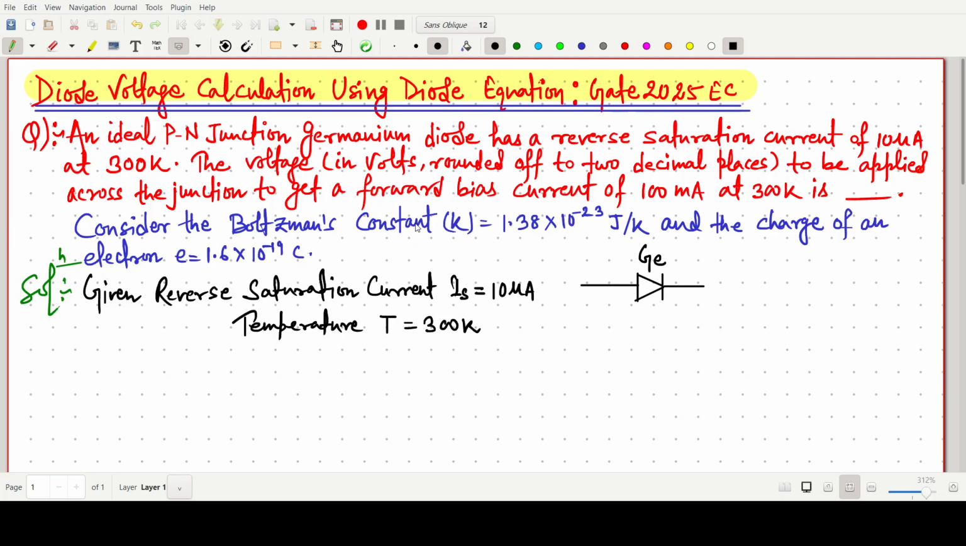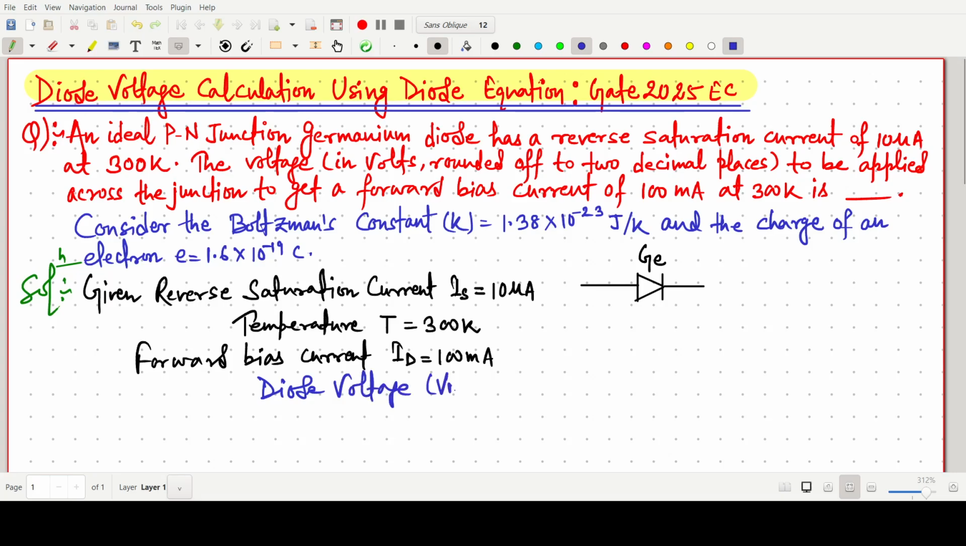Okay, and the given thing is forward bias current. So I'm writing here forward bias current, which is basically our, we can say, the Id value is given, how much, 100 milliampere at 300 Kelvin. So no need to write. So we have to find the voltage in volt. Okay, so we have to find the voltage, or we can say the diode voltage, we can say Vd, we have to find.